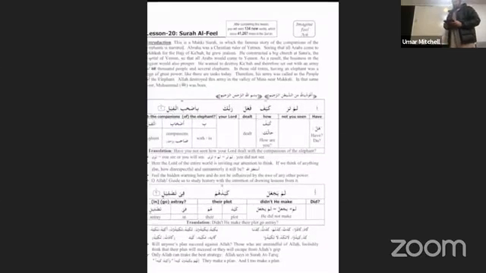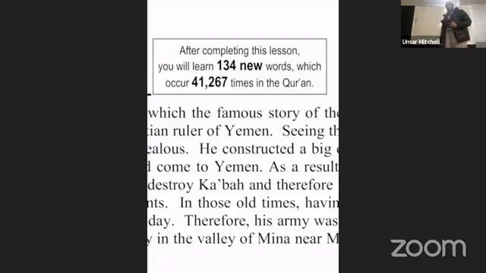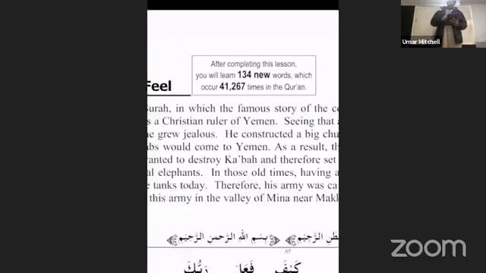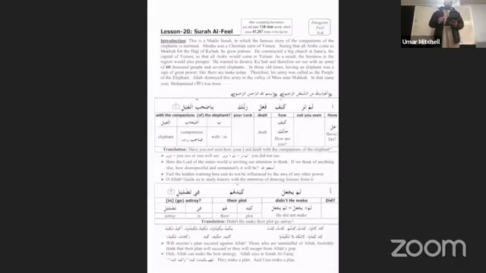So now we are in chapter 20. After completing this lesson, you will have learned 134 new words, which occur 41,267 times in the Quran, okay? So we're moving forward, okay? To give you an idea of what the objectives of this book are: this book will introduce a total of another 125 words that will bring you up to about 250 words. And those 250 words will be about 50% of the Quran.